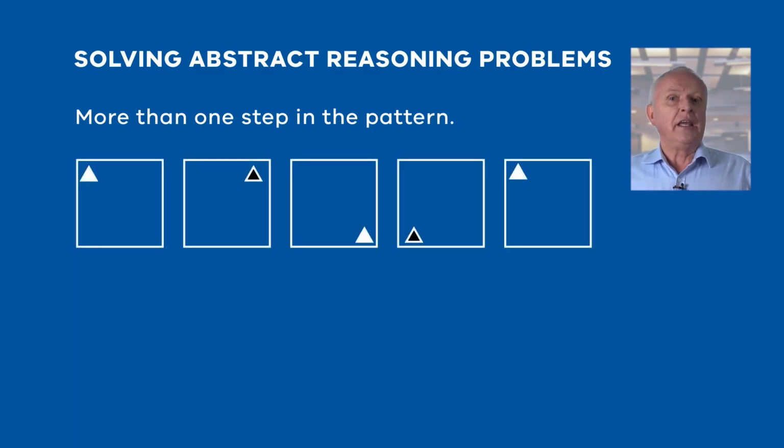For example, in this pattern, the triangle is moving clockwise around the square. The triangle is also changing from black to white. A good strategy is to eliminate answers that you can see are not following the pattern. This will narrow down your options and give you a better chance of choosing the right answer.